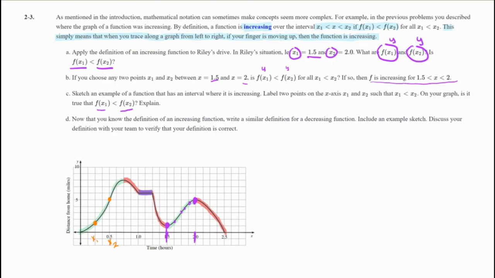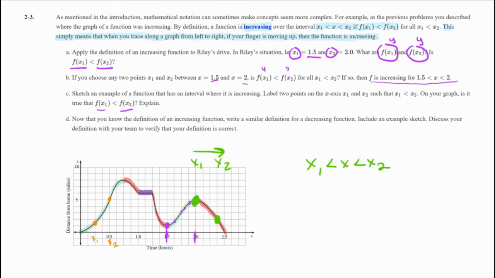Now that you know the definition of increasing, write a similar definition for decreasing function. So math speak-wise, I'm going to rewrite this and say I'm still going to go from left to right. And this part here is the piece that says I'm going from left to right, because I'm picking 2 points, let's say this point right here in green and this point right here. I'm picking 2 points where x1 is less than x2, meaning I am going from left to right. So that's going to stay the same.